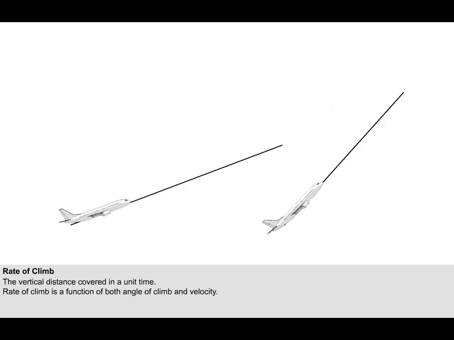Equally though, if two identical aeroplanes have the same forward speed, but the aeroplane on the right travels along a steeper angle, in a given time, the aeroplane on the right climbs through a higher vertical distance than the aeroplane on the left. Therefore, the aeroplane on the right has a higher rate of climb. This demonstrates that angle of climb is also an important factor in the rate of climb.